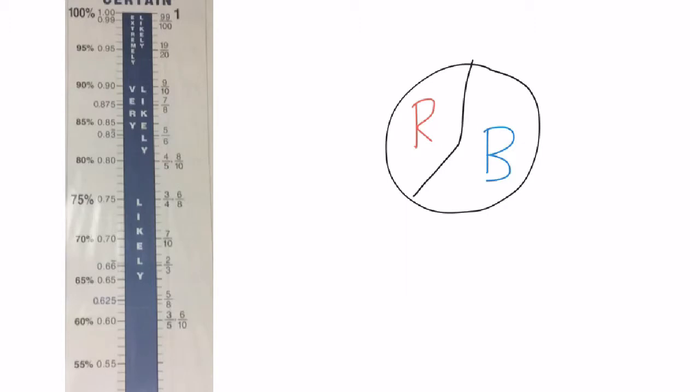The last one we're going to look at is likely. Taking a look at likely, using this very rough sketch of a circle representing a spinner, we have more than half the section is blue and less than half is red. So if we were to ask the question, what are the chances of landing on blue, it would definitely be likely because it's over 50%, but it's really not a strong chance of occurring. It's not even 75%, so that would put us in the likely range.